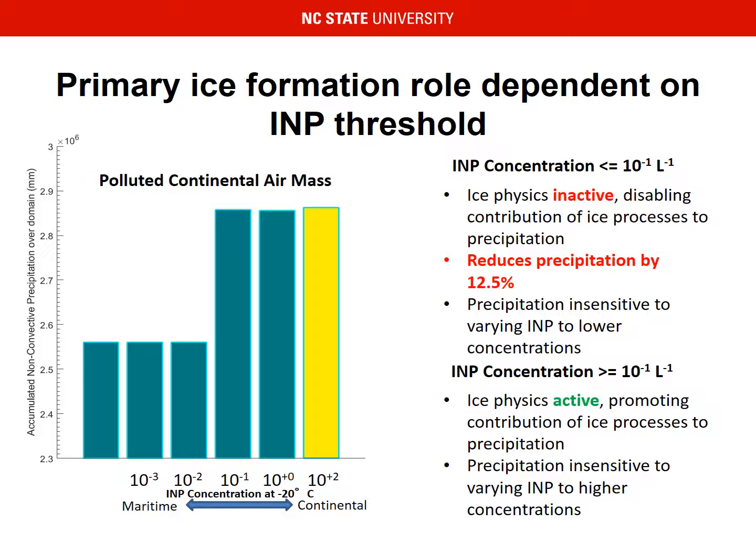So this comes up with this idea of an INP threshold. Below 10 to the negative 1 per liter within the atmosphere, ice physics are not active, and we see a reduction of precip by 12.5%. But once we meet that threshold or exceed it, then we see that contribution of ice physics on the accumulated precipitation.